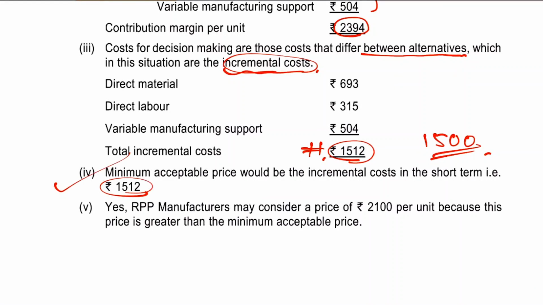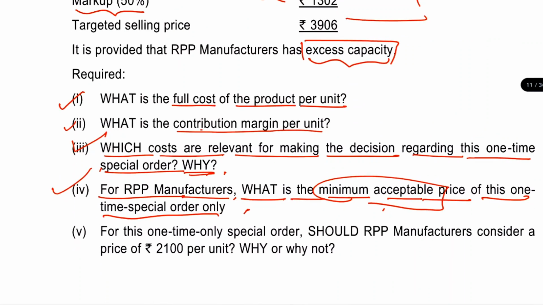To be very frank, this marginal costing question is very easy. Nothing complicated. Okay. Now, for this one-time only special order, should RPP Limited manufacturers consider a price of 2000? The offer which you have got is one time, and that customer is ready to pay 2100. You should accept the offer.